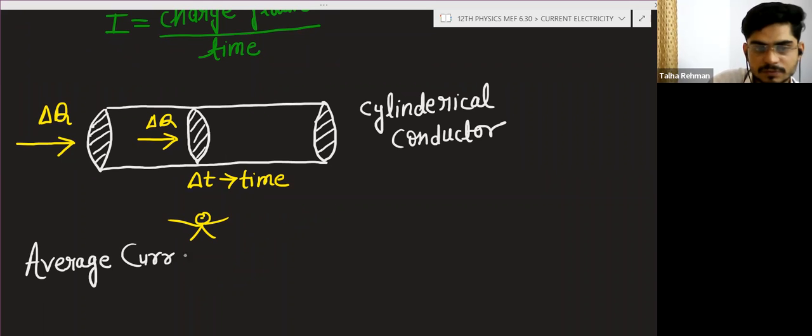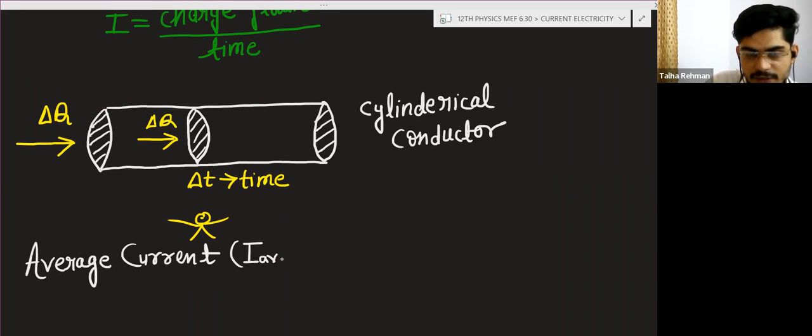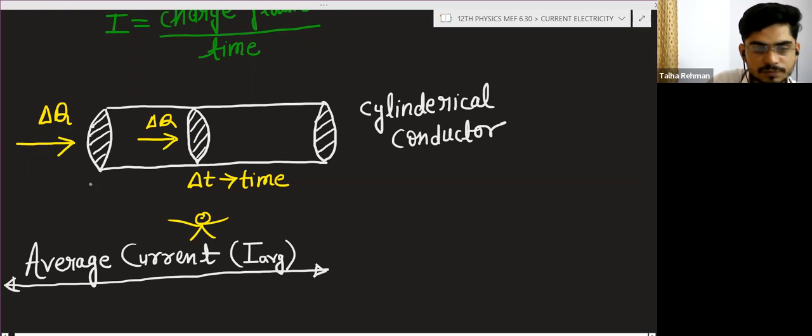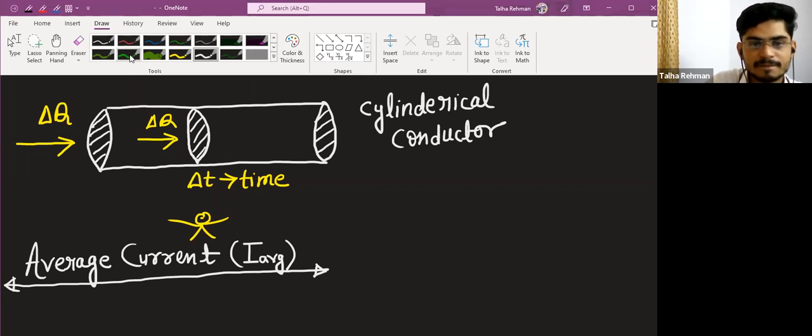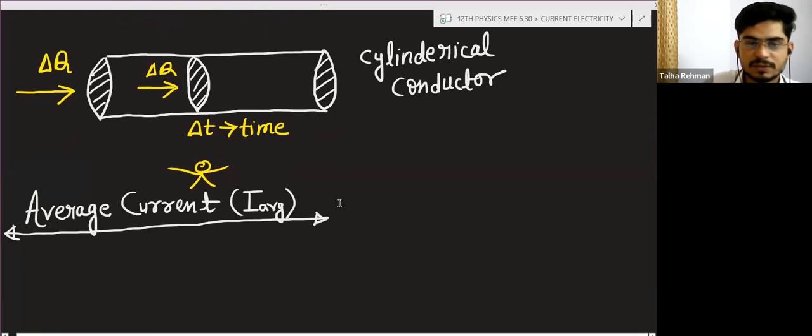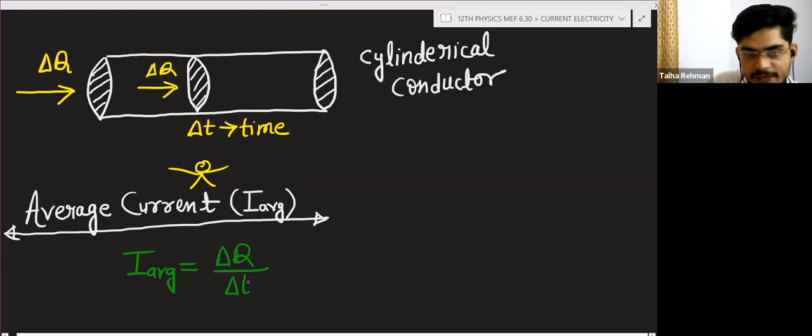Average current from this cross section, I will represent average current like this. And average current is the delta Q flowing in that delta T time. This will be clear when we solve the numericals. So this is the average.